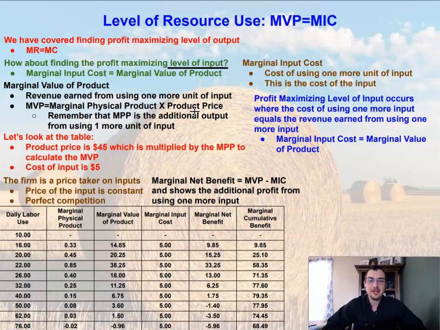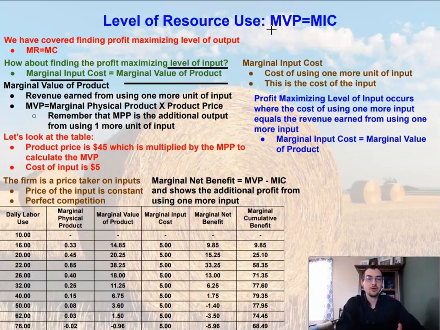To figure out the level of resource use, or the level of input use, we're going to use the concept of marginal input cost and marginal value of product. It's the same general concept. We're actually looking at mirror images of each other, the level of input versus the level of output. So just like marginal revenue needs to equal marginal cost, marginal input cost needs to equal marginal value of product.